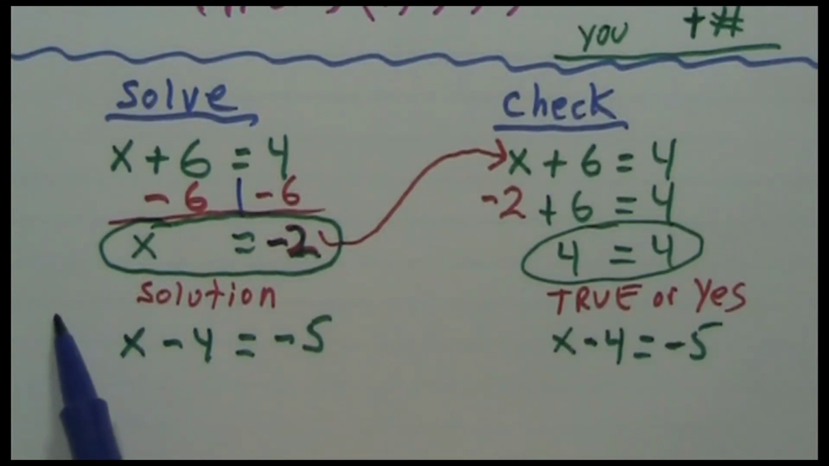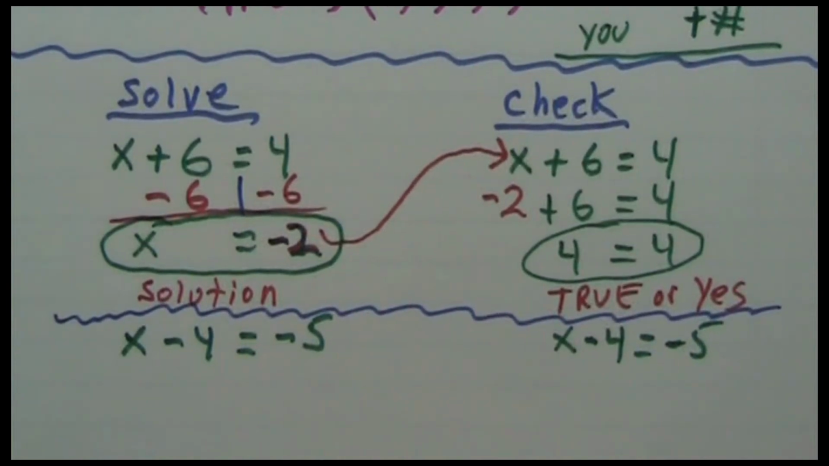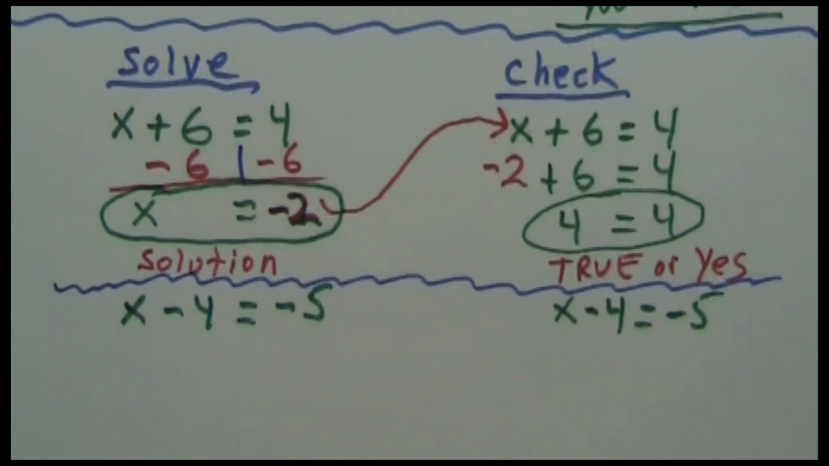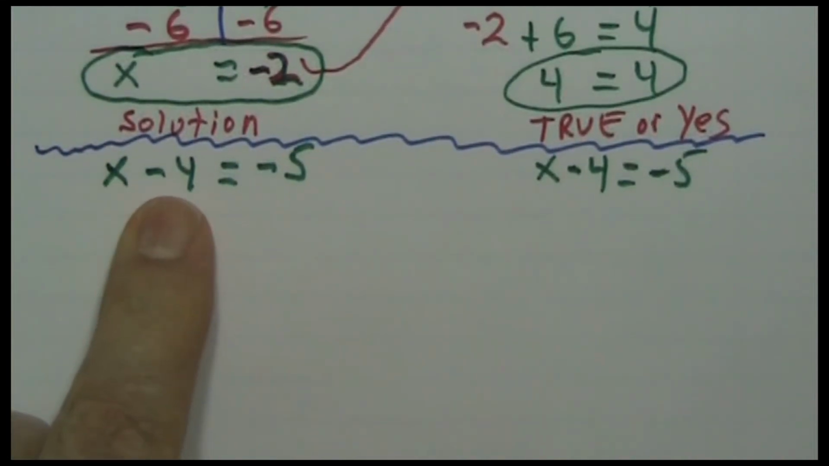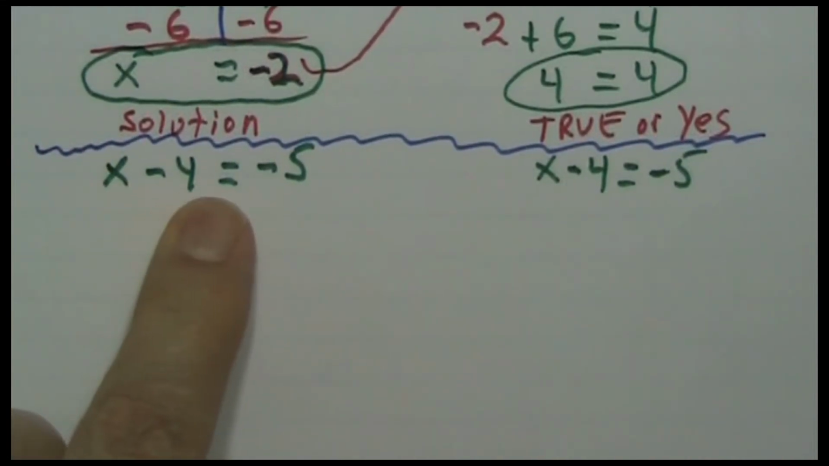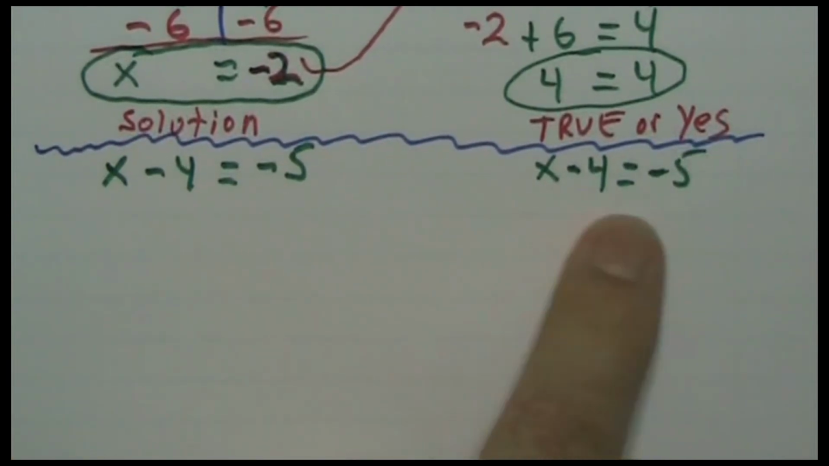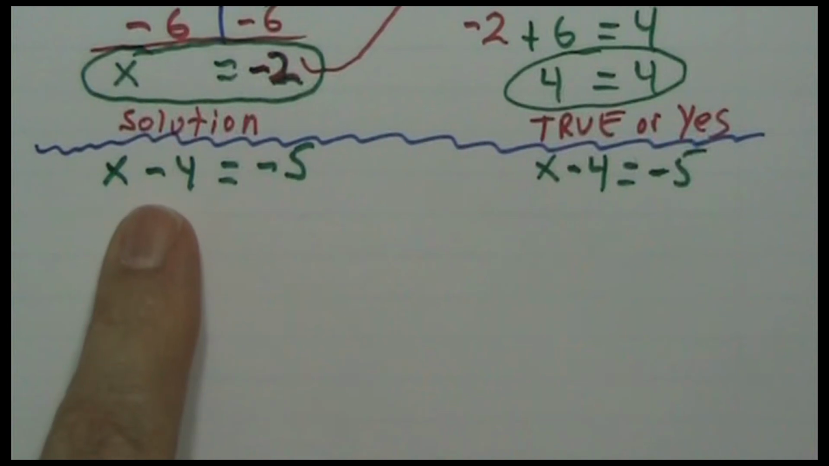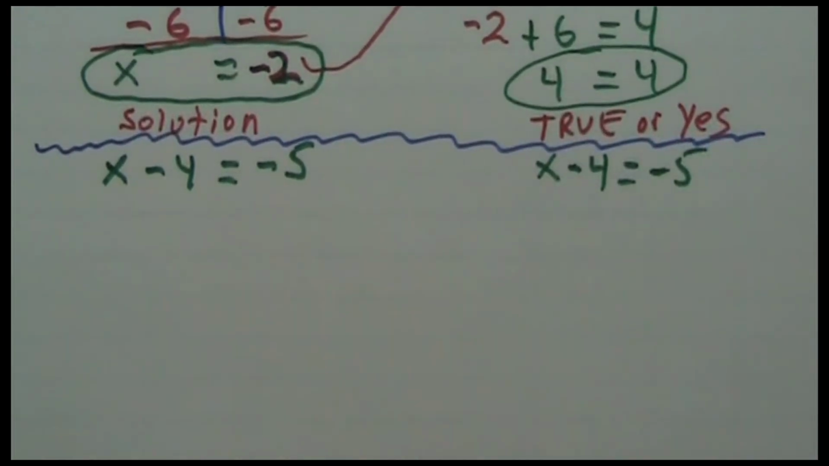And I'm trying to save a little space, so I'm just going to separate it. And here's our next problem. I'll just raise this up. So here's a problem, the equation x minus 4 equals negative 5. I'm going to repeat it here because I'm going to check it here. x minus 4 equals negative 5.